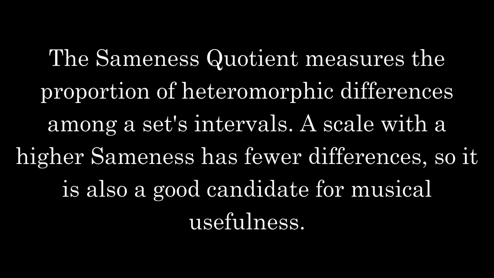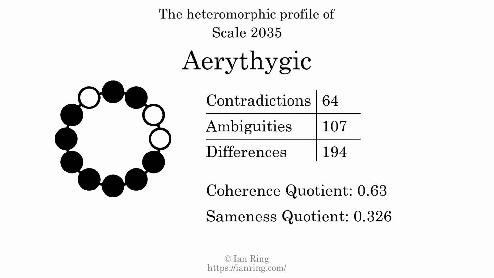The sameness quotient measures the proportion of heteromorphic differences among a set's intervals. A scale with a higher sameness has fewer differences, so it is also a good candidate for musical usefulness. The sameness quotient is 0.326.